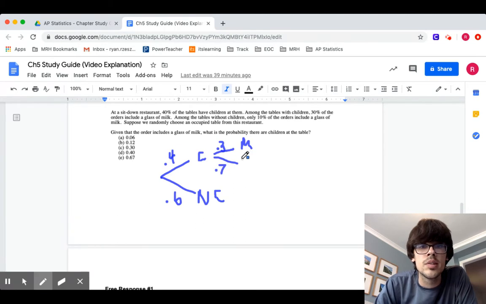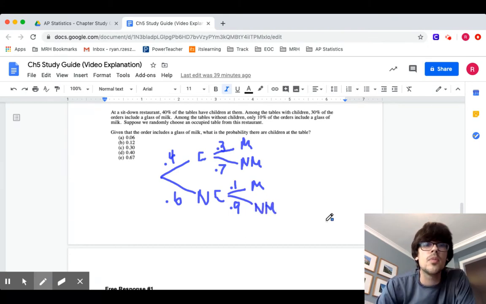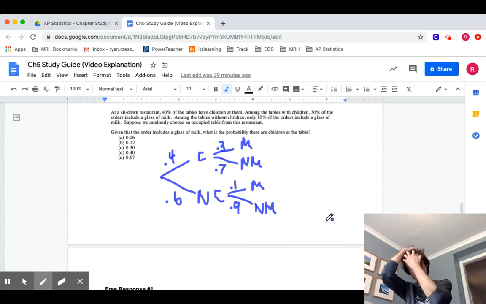So that's going to be no milk. And then in the no children tables, only 10% of people buy milk, because that'd be a little weird. No offense if you enjoy a milk with your restaurant meal. And then 90% of people without children do not get milk. So this is our little setup. It's a good idea to set up a tree diagram when you tackle a tougher probability question.